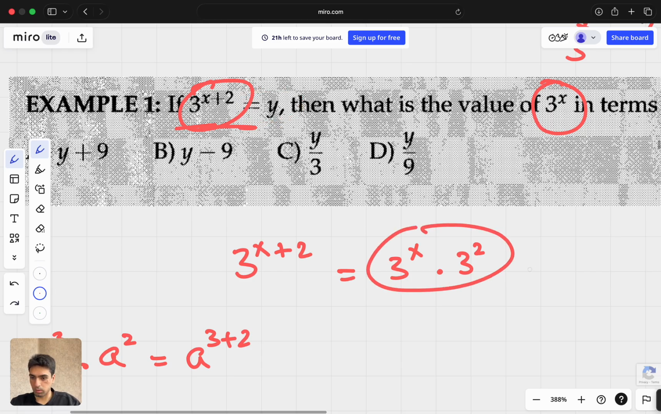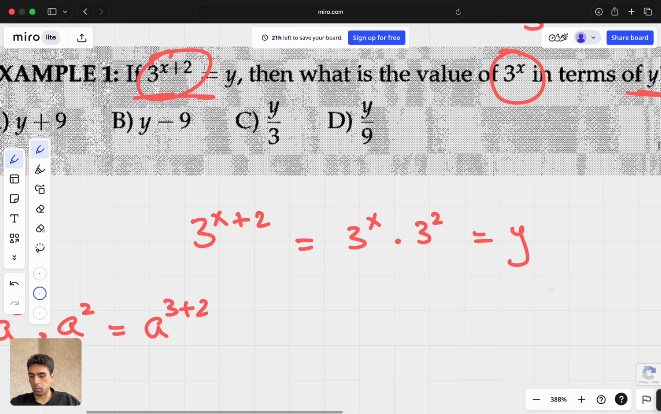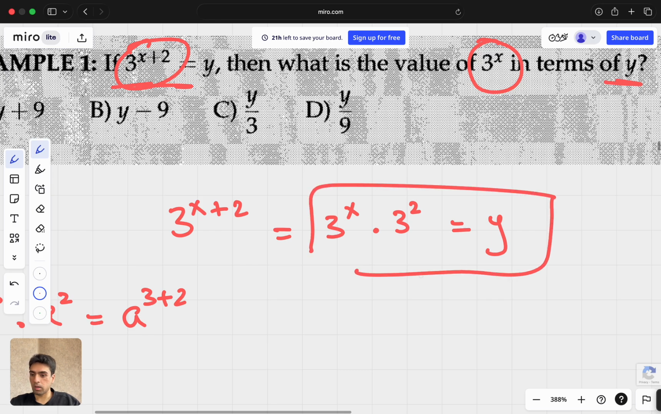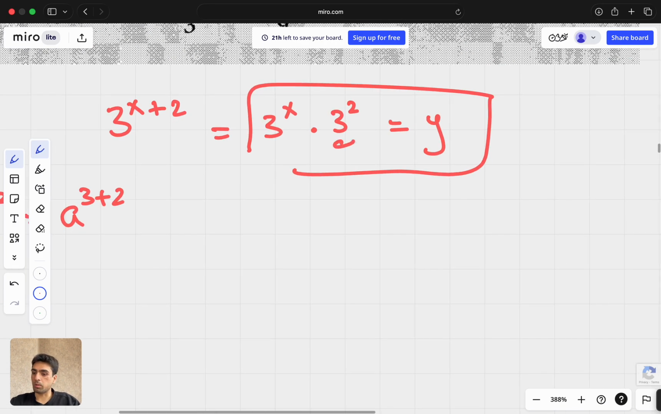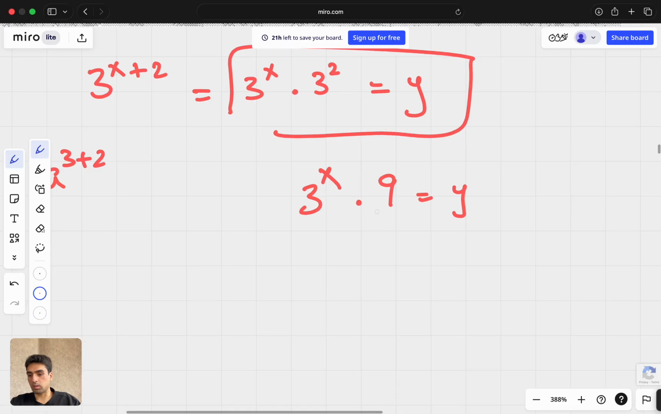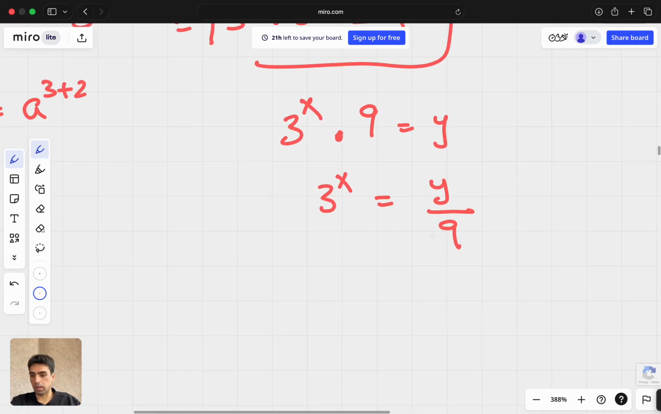So this equals y. They want us to find 3 to the power of x, which means we need to get rid of 3 to the power of 2. So it's 3 to the power of x, and you can write this as 9, equals y. Because it's multiplying on this side, it would have to come to the other side and divide. So it's like saying 3 to the power of x equals y divided by 9. Right? Because it's multiplying on the left side, which means on the right side it will divide. So that'll be your answer.